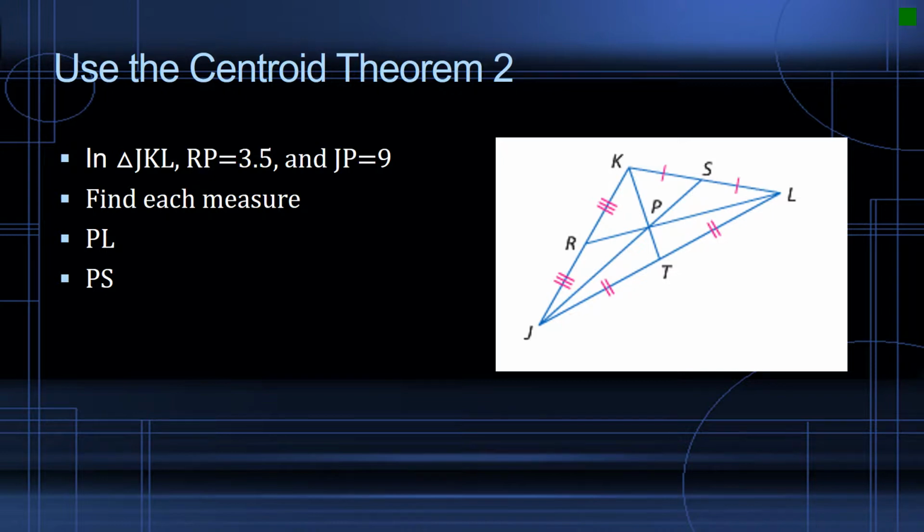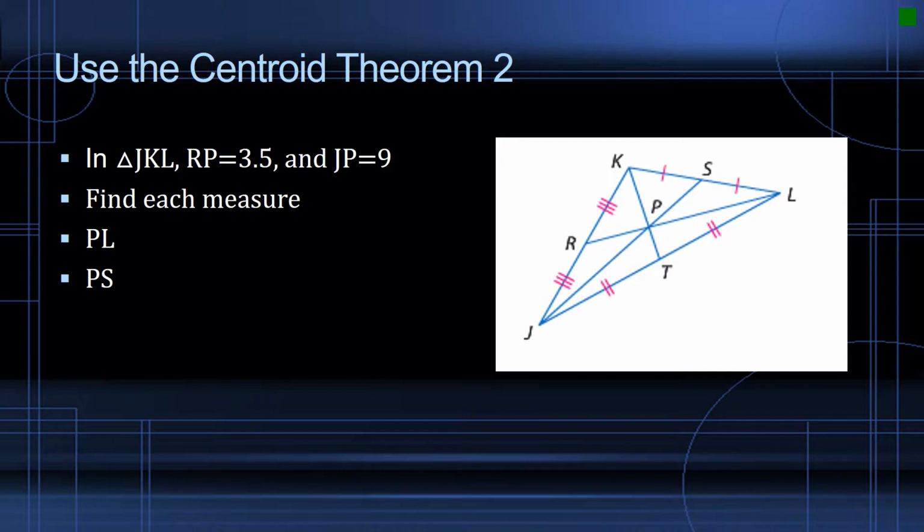Now, another thing about a centroid is that the length of the median from the vertex to the centroid is 2/3 of the total length of the median, and from the centroid to the midpoint of the line opposite is 1/3 the length of the median.